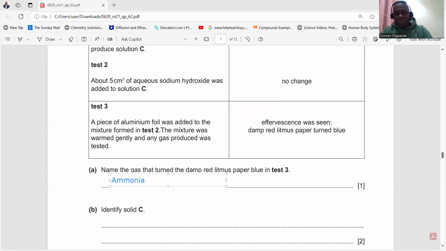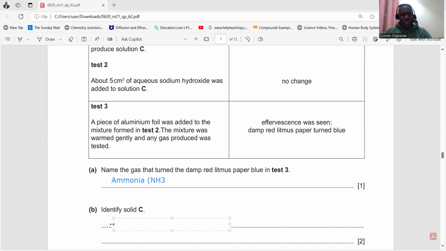If you are going to write the formula, make sure you write it correctly. Ammonia is produced. This is the formula for ammonia. If you write NH4, you are looking at the ammonium ion. It becomes wrong. So whenever you are given an option, it's better to write in words so that you don't lose marks unnecessarily, okay? And then we are now told to identify solid C.